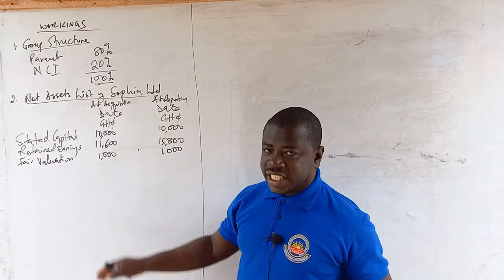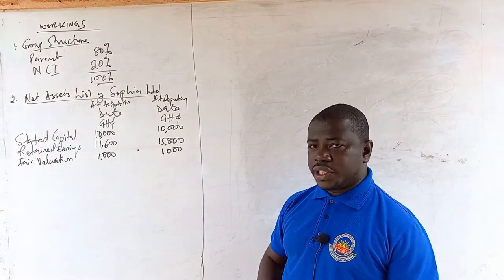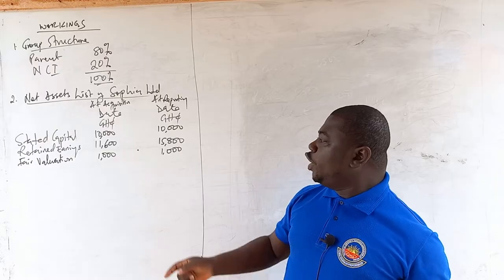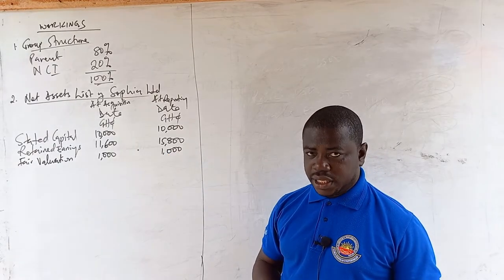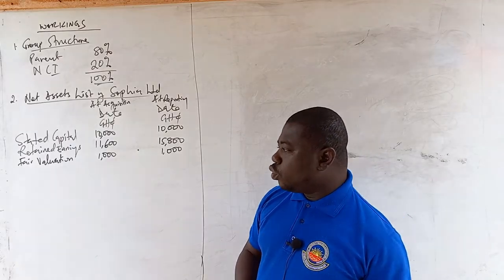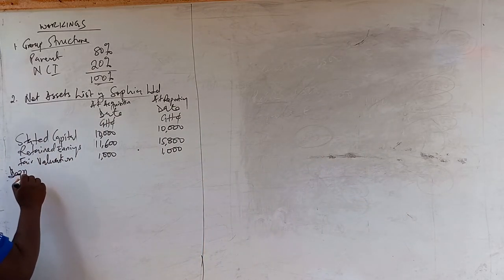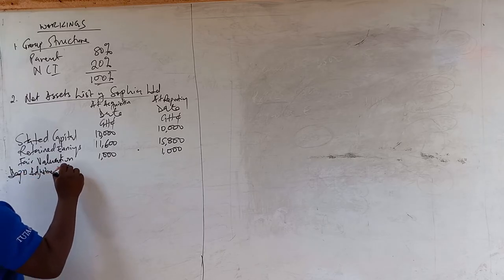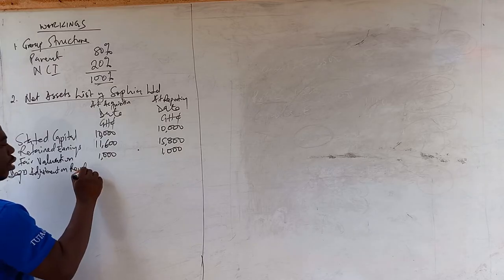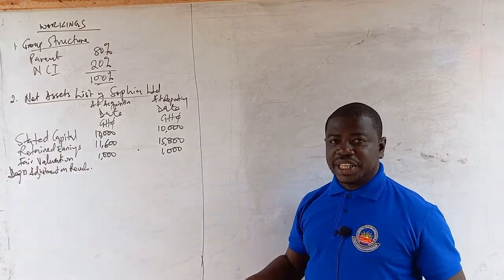But because it was done at acquisition date, we assume that it is still there till now. So we show it also at reporting date. But we need to reduce that of the reporting date by the depreciation effect. Okay? So what we have to do is that we'll say that there should be a depreciation adjustment on the revaluation.